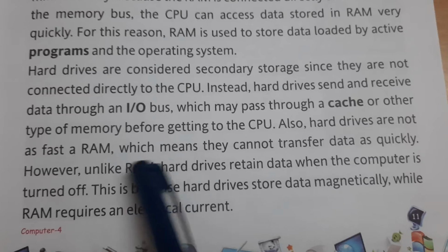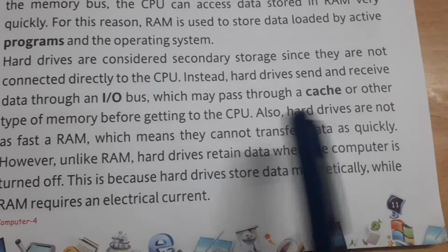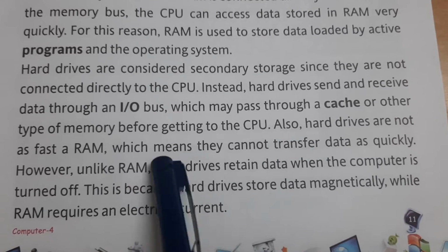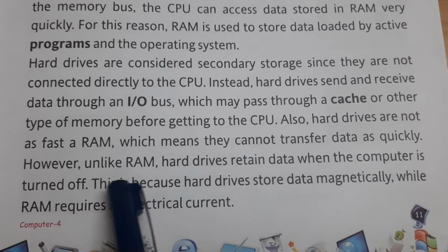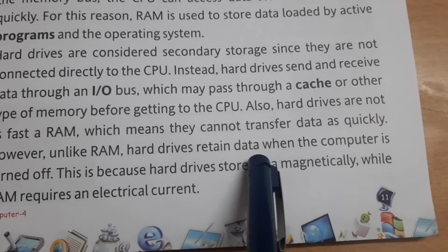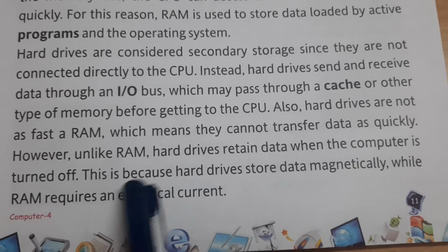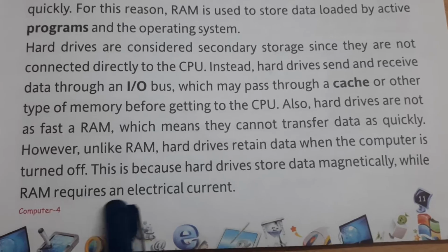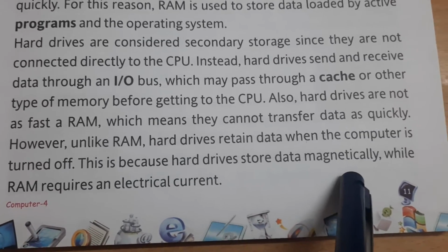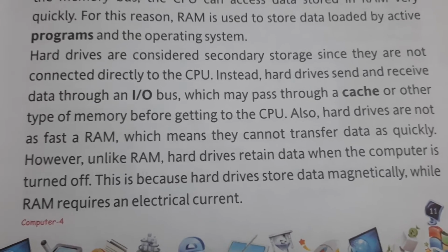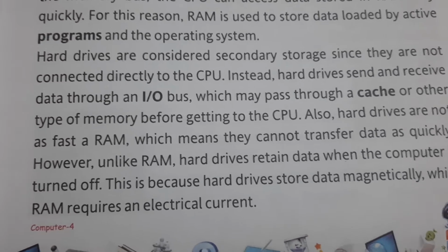Also, hard drives are not as fast as RAM, which means they cannot transfer data as quickly. But a very important feature of hard drives is that they can retain data when the computer is turned off. There is no data loss if the data is stored in hard drives. This is because hard drives store data magnetically, while RAM requires an electrical current. So when the electrical current is off, data automatically gets lost.